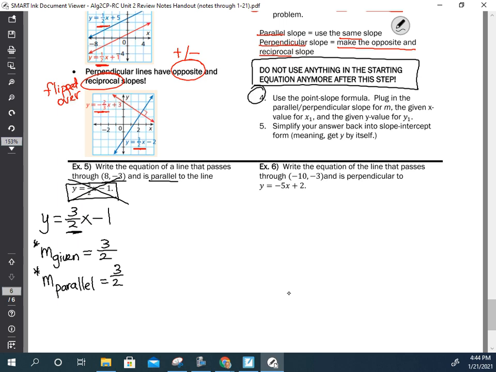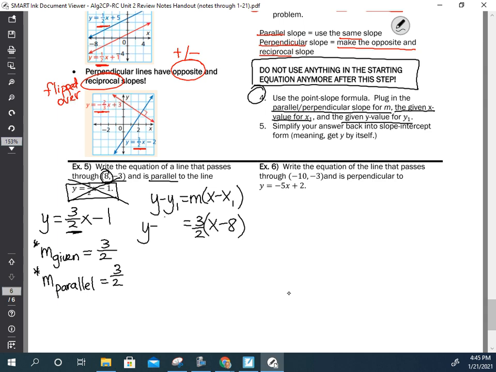Step 4, use point slope formula. So this is our point slope formula. Plug in the parallel or perpendicular slope for m, which was 3/2. The given x value for x1, so that was the 8. Remember, the first x stays the same, the second x becomes the number. And the given y value for y1. The first y stays the same, the second y, we plug in the number. So now everything is set and ready to go.